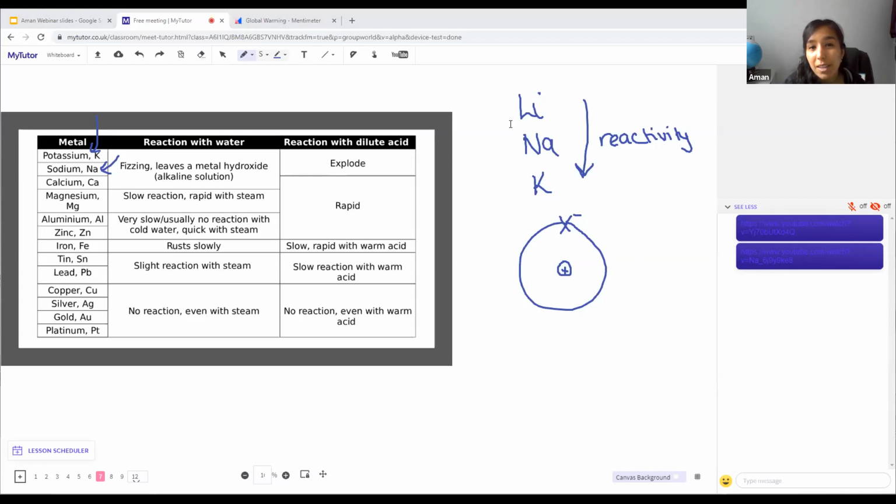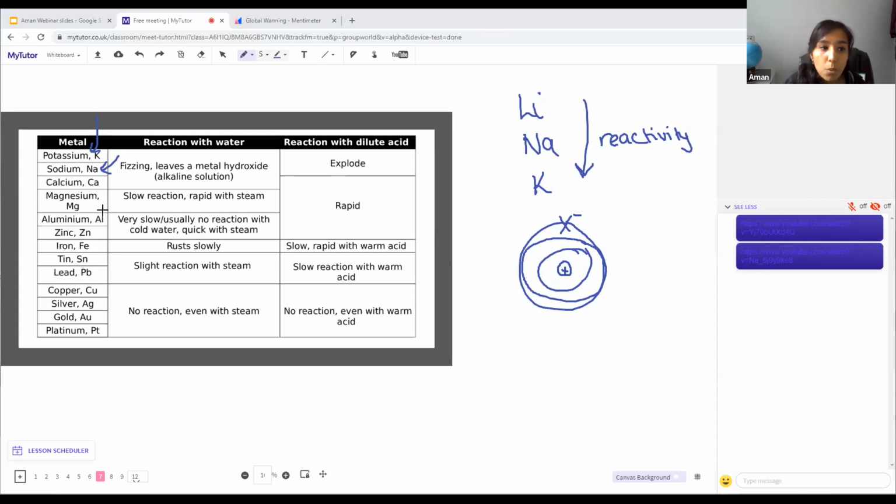So someone has said that there's less shielding as we go down the group. There's actually more shielding. So what happens is the outer electrons, because they are further from the nucleus, any shells that are in between the nucleus and the electron provide a shielding effect. And that shielding effect essentially blocks the positive charge of the nucleus from the outer electron. So as we go down the group, the reactivity increases.